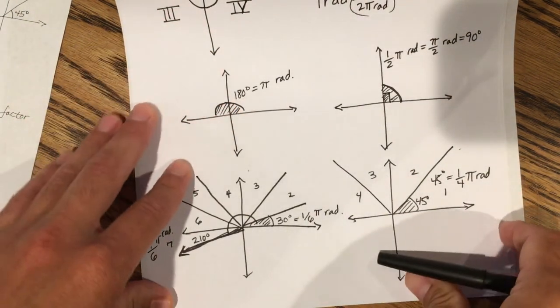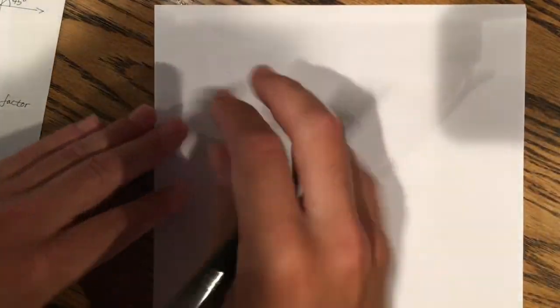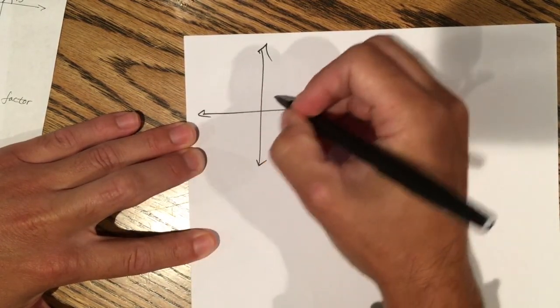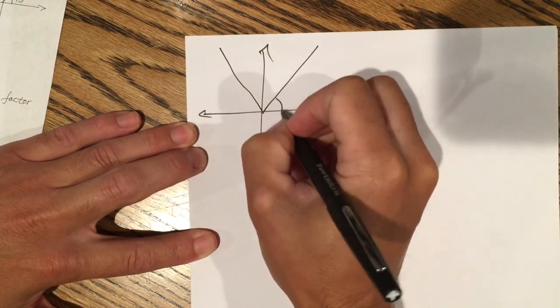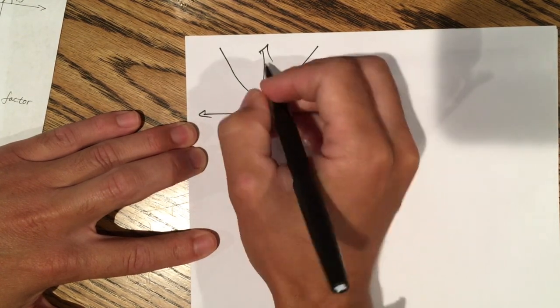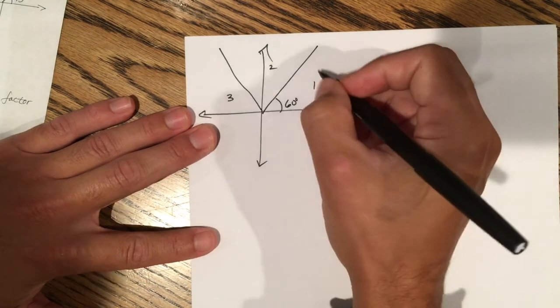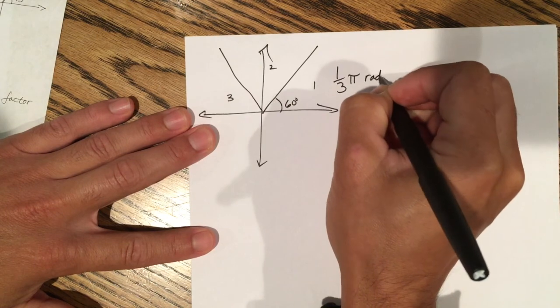Okay, good. Let's do one more. Let's get 60 degrees. Hopefully you can see where this is going. So here's 60. This would be 120. This would be 180. So we're going to divide it into 3 chunks. And so you can see that 60 degrees is the same as 1/3 pi radians.